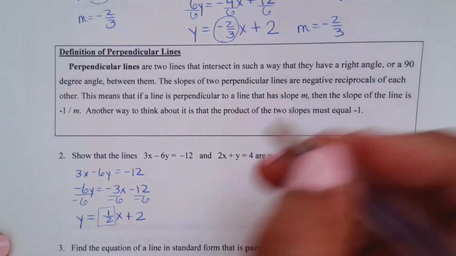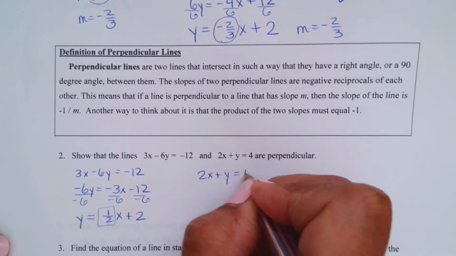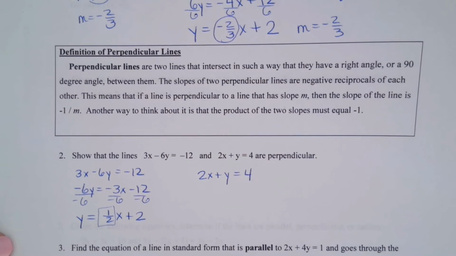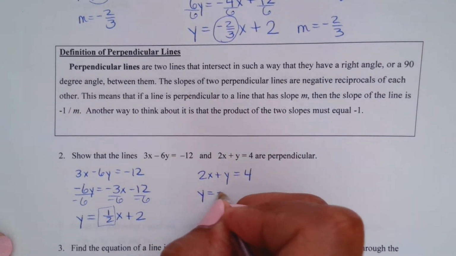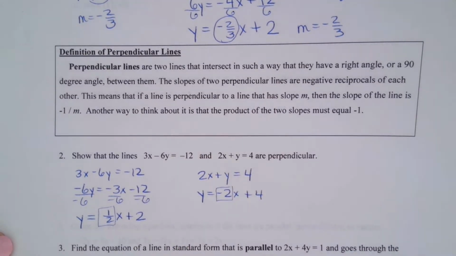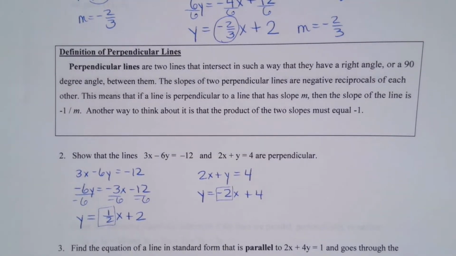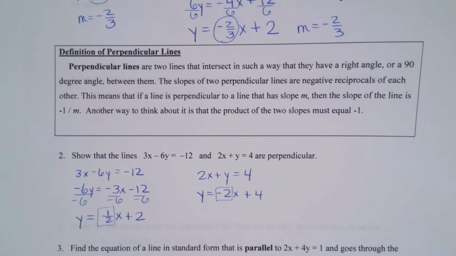All right, so solve this one for y. This one's pretty straightforward. Just move the x term over, so we end up with y equals negative 2x plus 4. So there is that slope. If you look at those, you can see that those are the negative reciprocals of one another. So those are indeed perpendicular.